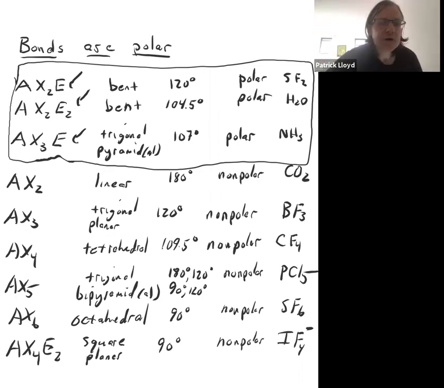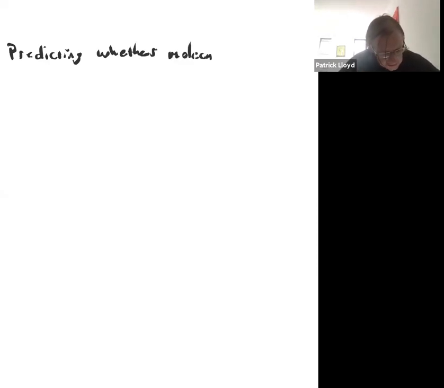So let me show you some ALEKS problems here. There's really only one where you're doing in this section, and that is predicting whether molecules are polar or nonpolar. Okay. So this is ALEKS predicting whether molecules are polar or nonpolar.